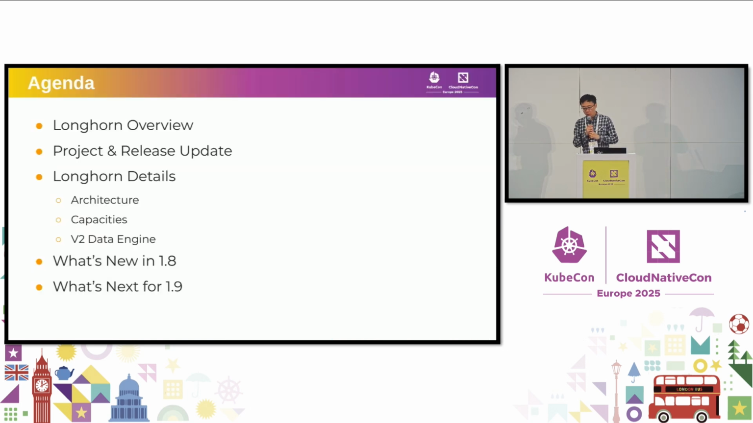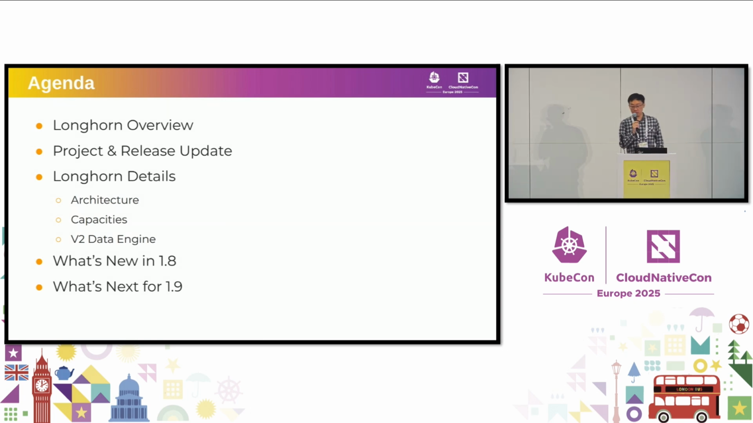Okay, so the agenda is I will talk about the Longhorn overview, and I assume some of you maybe don't use Longhorn right now, or maybe are considering using Longhorn, and some of you are already using Longhorn. I will talk more about the plan later, okay? After the overview, we'll go over the project status updates and the release updates. And the next important part is about the Longhorn details.